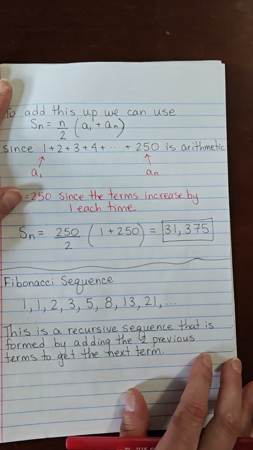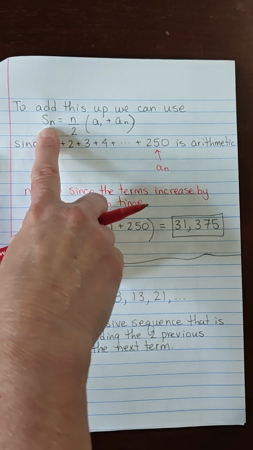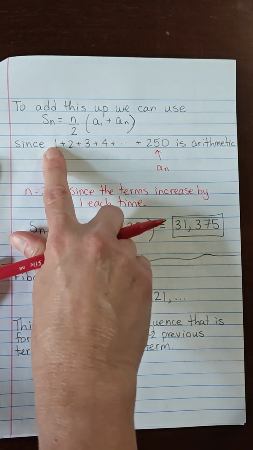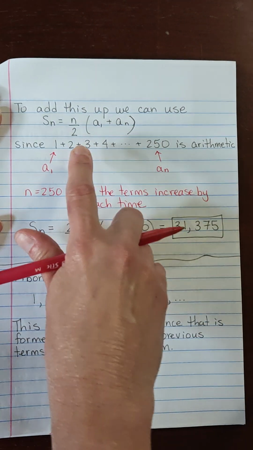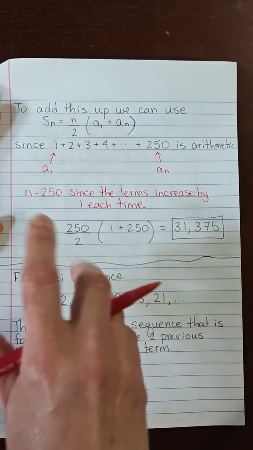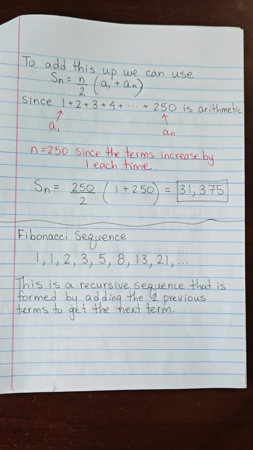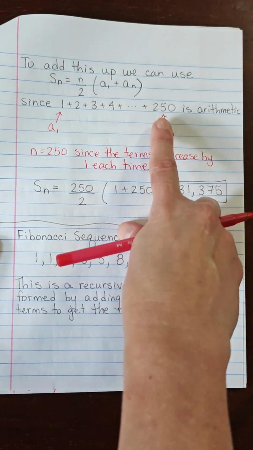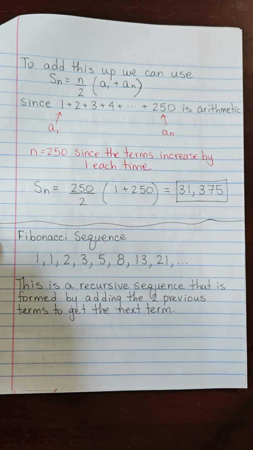So to add this one up, we could use Gauss, but instead let's use that sum formula. That n over 2 times the quantity a sub 1 plus a sub n. This 1, 2, 3, 4 all the way up to 250 is arithmetic. So there's my first term of 1. My last term is 250. Now, how many terms are in this list? Well, that's pretty easy because they're going up by ones. 1, 2, 3, 4. How many things are here? 250. It's when we start skipping that it's harder to determine how many things are in the list.